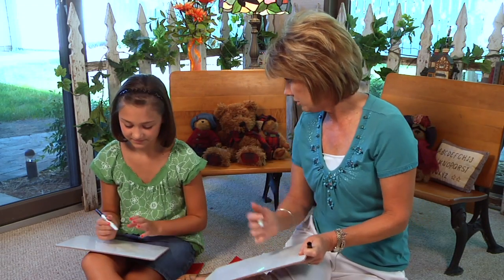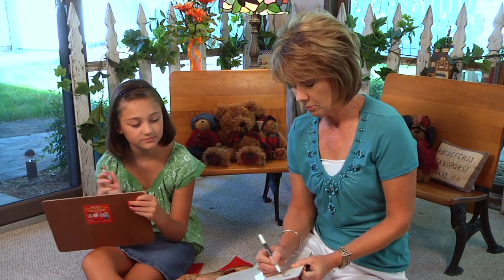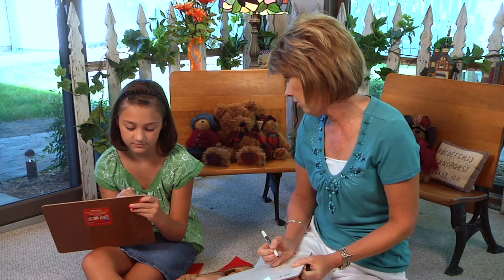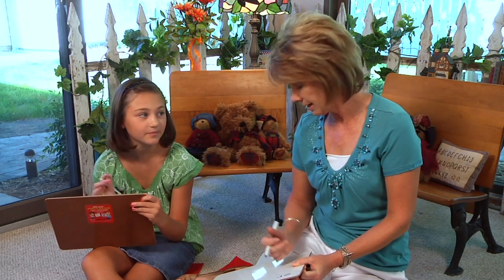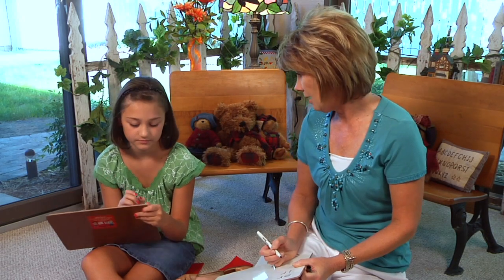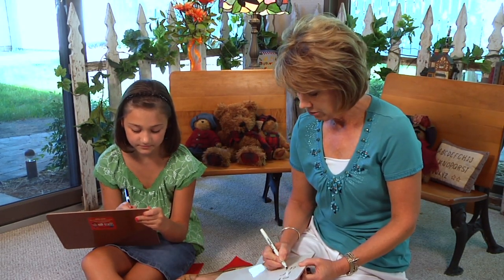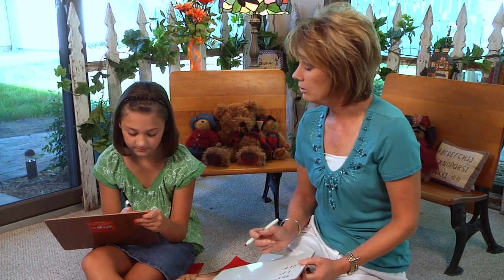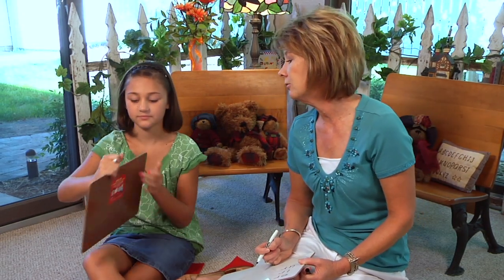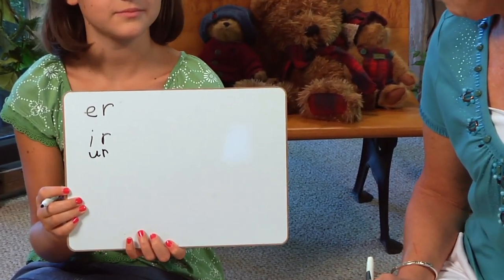Okay, so if you want to write these as I do, you can make your board just look like mine. One way to spell it, probably the most common way, is ER. Another way to spell it is IR. Another way to spell it is UR. All right, why don't you show the parents what you have written? You have ER, IR, and UR.